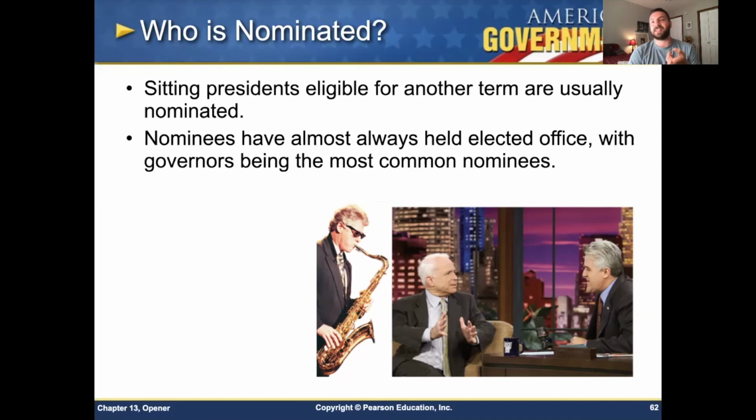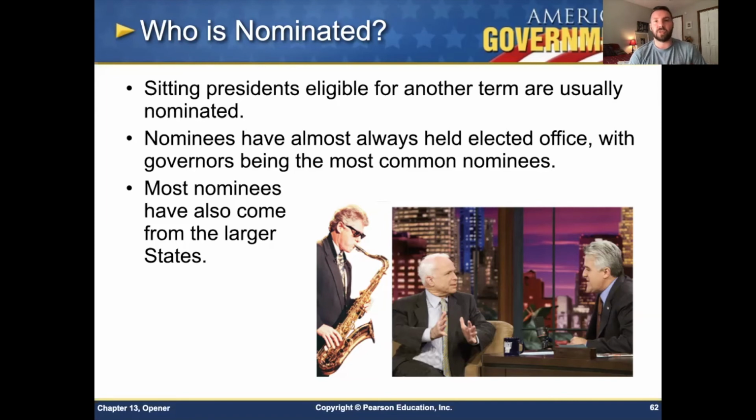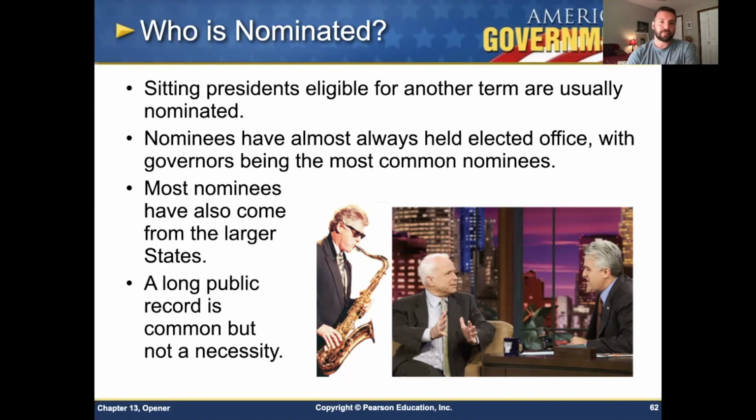You think about Ulysses S. Grant or Dwight Eisenhower. But normally, usually, you have some elected experience, and especially with governors, especially governors of large populous states, that's usually who winds up winning these nominations. You think about Ronald Reagan, he was the governor of California. Think about George W. Bush, he was the governor of Texas. You think about any of the presidents that have come from Ohio or Virginia. Now, those folks were either governors or senators or folks like that. Long public record is common, but again, not a necessity.